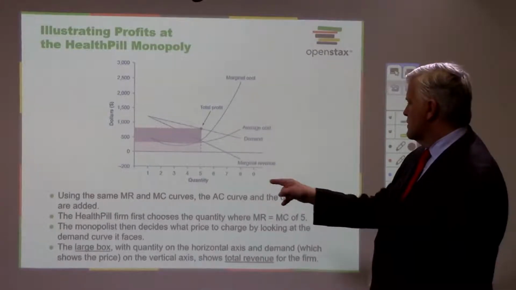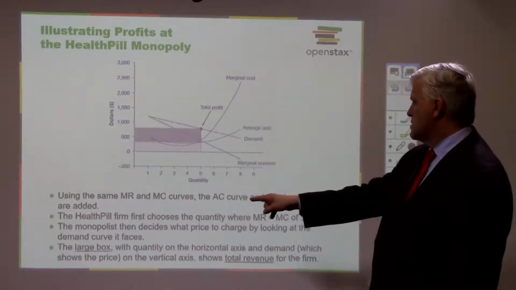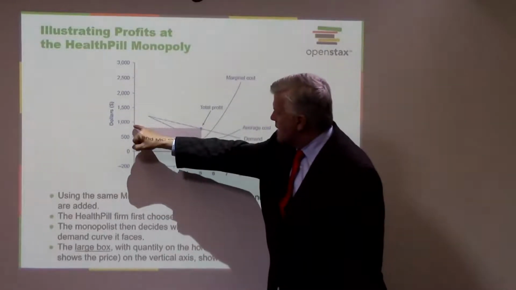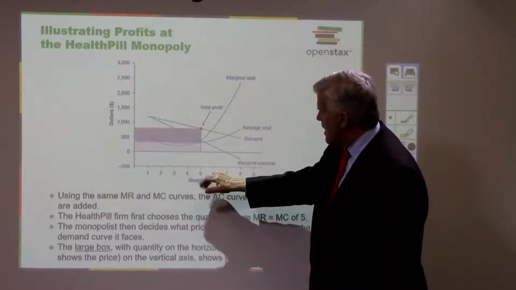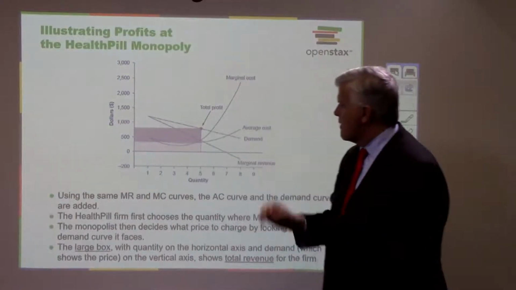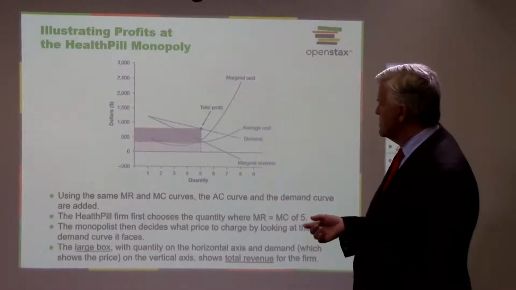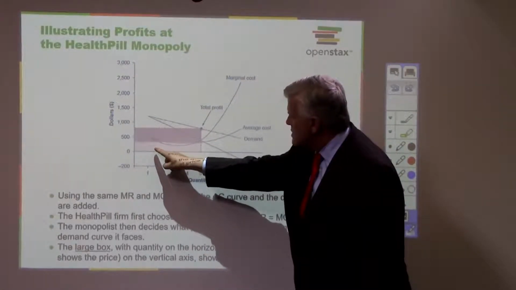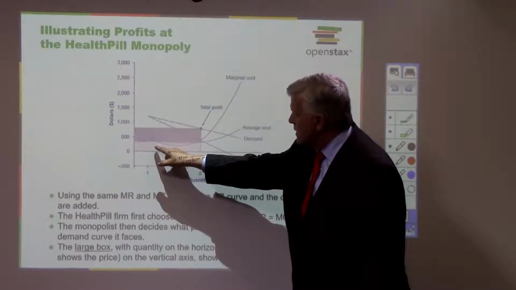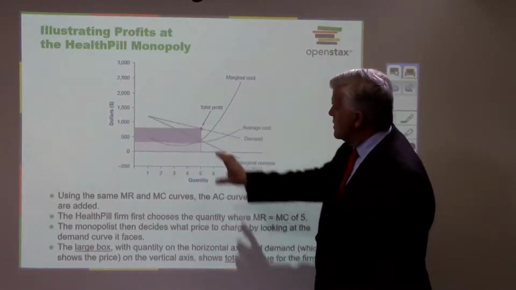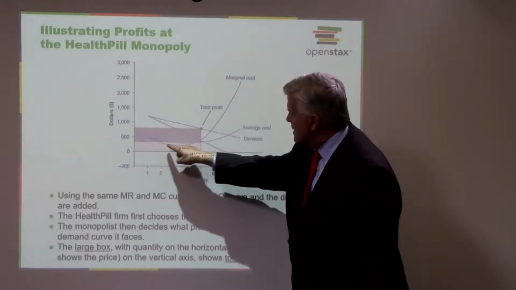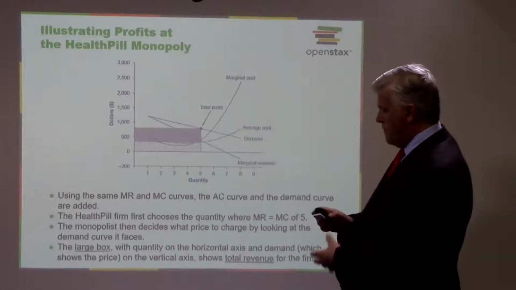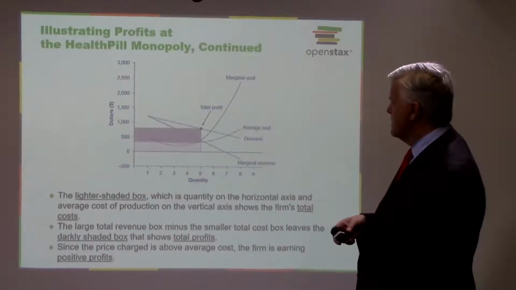The large box with the quantity on the horizontal axis and demand, which shows the price on the vertical axis, shows the total revenue from the firm. In other words, if you take this price and you multiply it times this output, this whole big shaded box is the revenue. But that's not the profit of the monopolist because it still has cost. Average total cost times Q. So this lighter shaded rectangular area that's been shaded in, that's the total cost. So total revenue is the big chunk minus the light shaded chunk, leaves you with the dark shaded rectangle up top, and that's the firm's actual economic profit that it's earning, right?